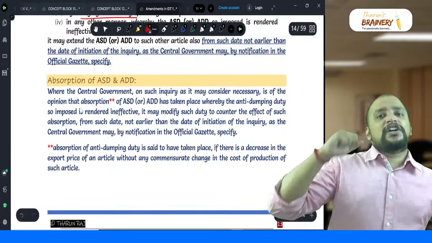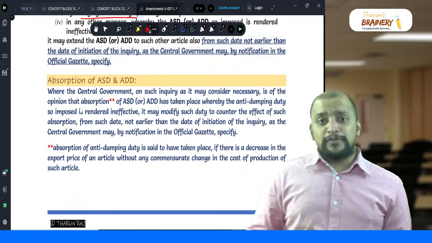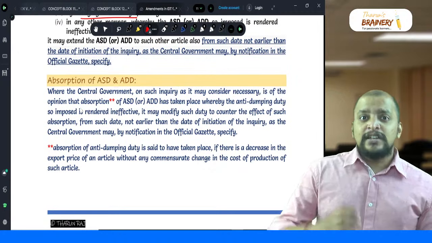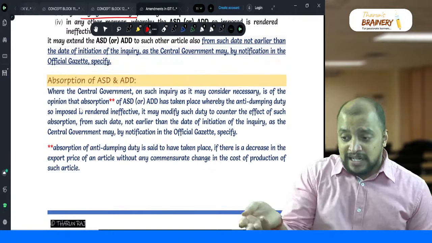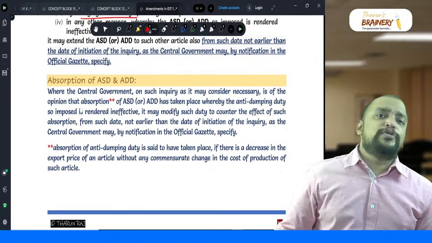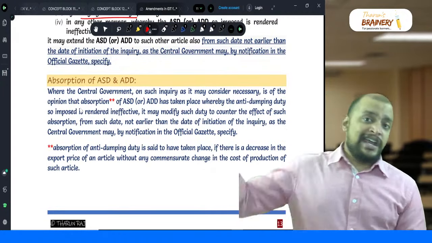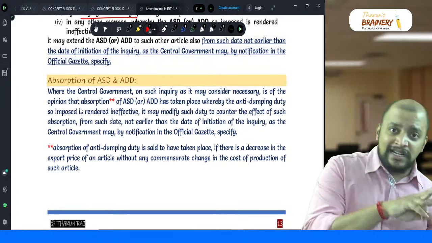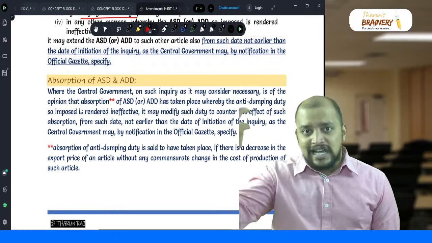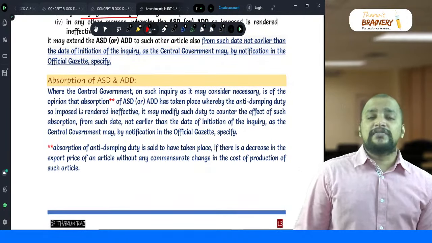Then absorption of anti-dumping duty or anti-subsidy duty. What is this absorption? Whenever a subsidy is given by the foreign country, the Indian government has increased the value of the imported material by adding anti-subsidy duty. Now again, the foreign country has given a further subsidy. In that case, again can we increase? Yes, we can increase. It is not that once a notification is issued it is final; again we can increase that.